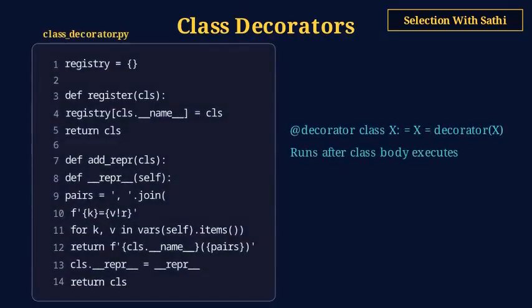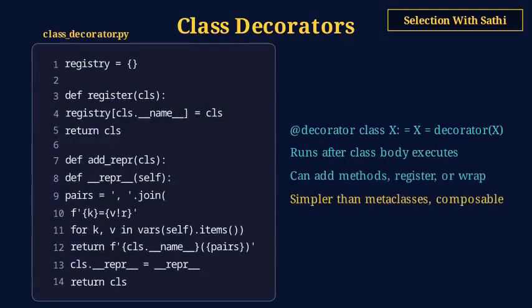Class decorators work exactly like function decorators, but on classes. Writing @decorator above a class definition is equivalent to MyClass = decorator(MyClass). The decorator receives the class object after the class body has fully executed. It can add methods, modify existing attributes, register the class, or even return a completely different class. Class decorators are simpler than metaclasses, easier to understand, and can be stacked, with multiple decorators applied to the same class.